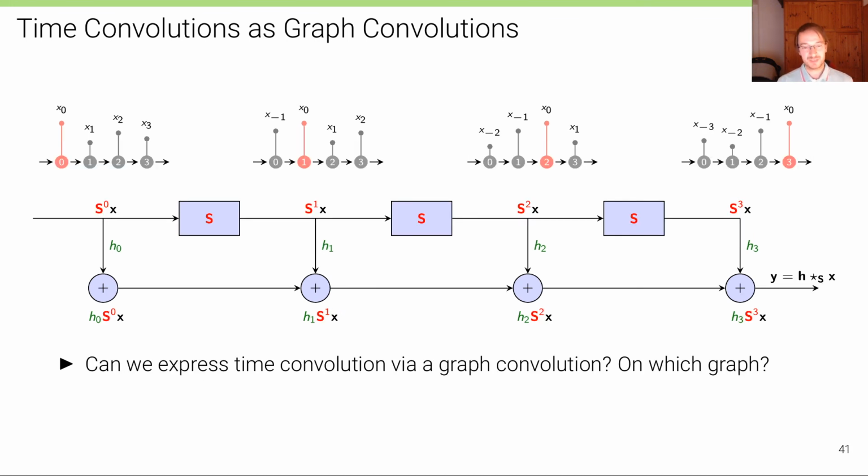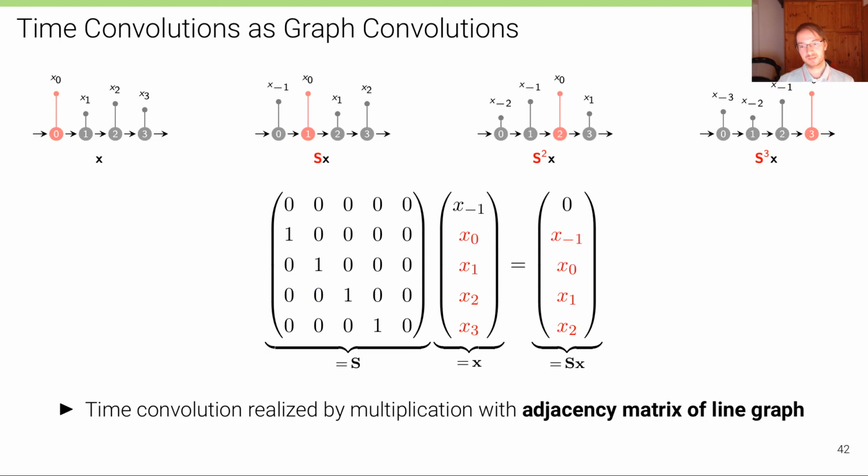Now the question is, can we express this time convolution via a graph convolution? And what should the graph be? Well, the answer is yes, we can. If we consider a simple line graph where we have node 0 influencing node 1, node 1 influencing node 2, so there's an edge from 2 to 1, and there's an edge from 3 to 2, and so on, then the corresponding adjacency matrix of that graph, assuming an unweighted graph, is this one here.